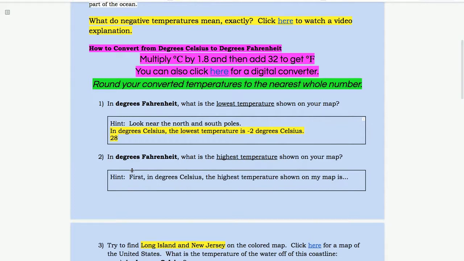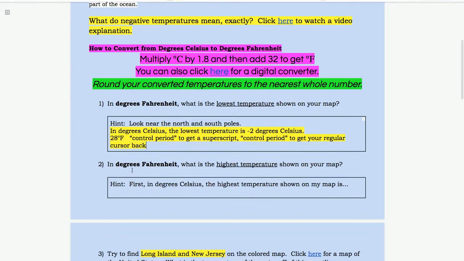There is a nice way that you can put the degrees Fahrenheit symbol on a Google Doc. You type in control period, and that puts your cursor up high. So you type in the little o, and then control period again, you type in capital F. So you type in control period to get what we call a superscript, and then control period to get your regular cursor back.